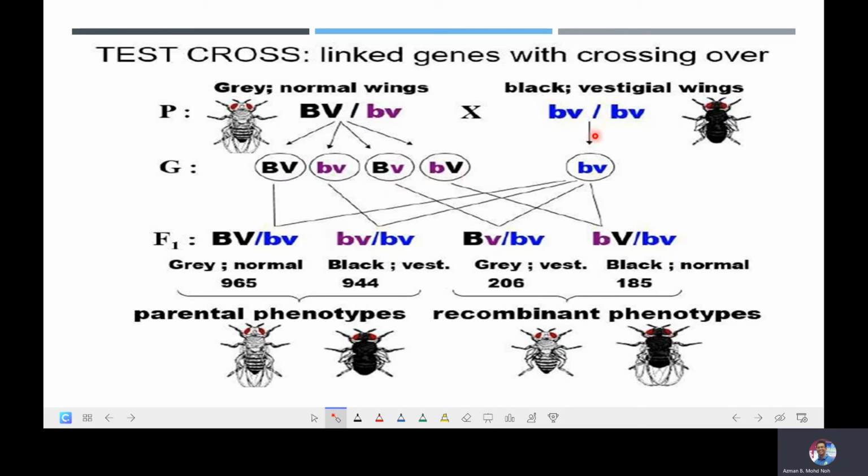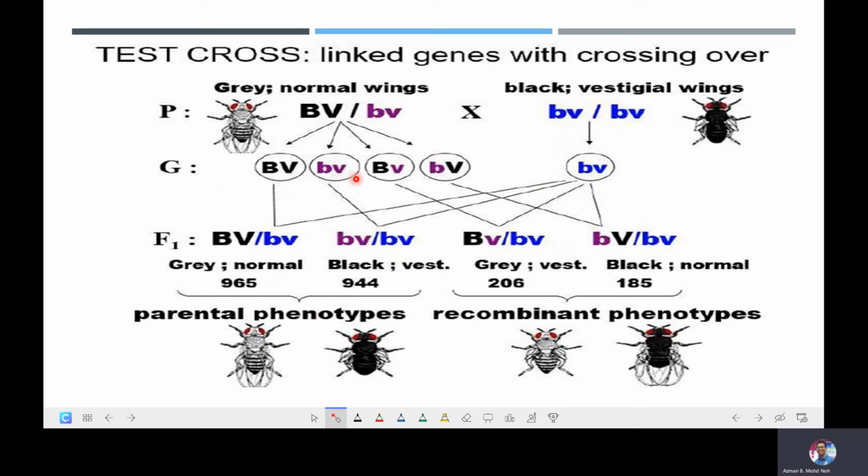Meanwhile, for this homozygous recessive individual, which will have a black body and vestigial wings, the genotype will be small b, small v slash small b, small v, and there will be only one type of gamete that can be produced, and the gamete will have the alleles small b and small v.